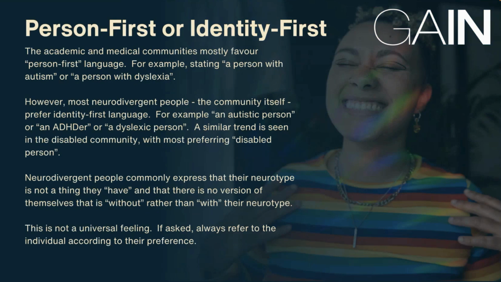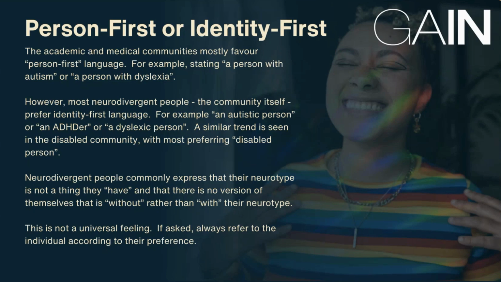When we're talking to or about neurodivergent people, should we use person-first language or identity-first language? In academic and medical fields, person-first language is used more often. They would say a person with autism or a person with dyslexia. But most neurodivergent people themselves tend to use identity-first language. They would say an autistic person, an ADHD person, or a dyslexic person.